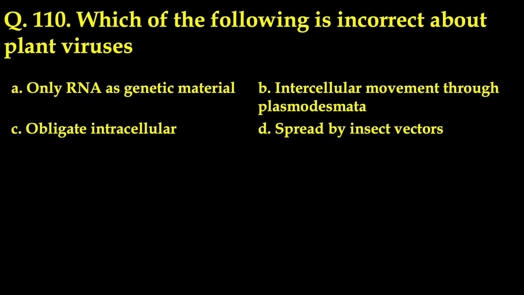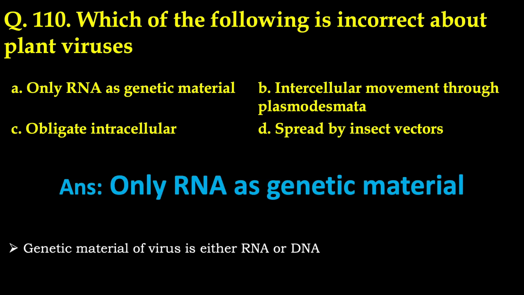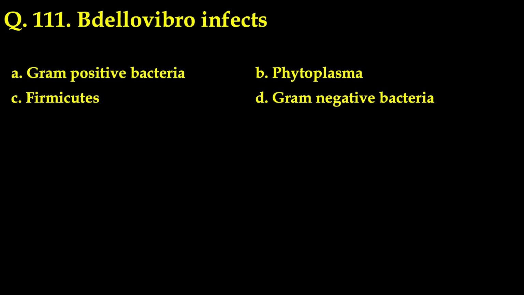Next question is: which of the following is incorrect about plant viruses. The options are only RNA as genetic material, intercellular movement through plasmodesmata, obligate intracellular, and spread by insect vector. And the correct answer is only RNA as genetic material. As we know, the genetic material of virus is either RNA or DNA. Here, as one option says RNA as genetic material, the correct answer will be A, that is only RNA as genetic material.